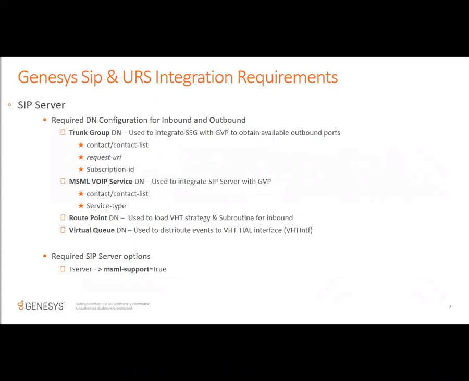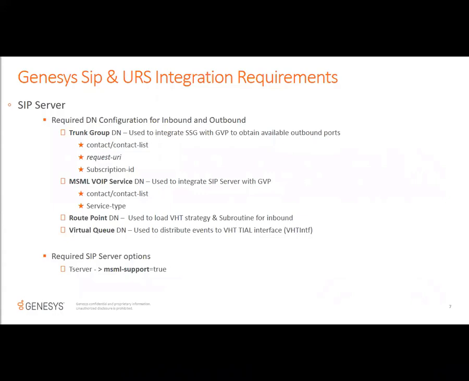Also, we have the MSML VoIP service DN. This is important for our treatment requests because all inbound requests coming from VirtualHold are treatments. So the important configuration options there are the contact or contact list, and that again is how we address the RM and get the calls into VirtualHold or into GVP, and the service type, which indicates what service that GVP needs to provide, which is generally the MSML service type.